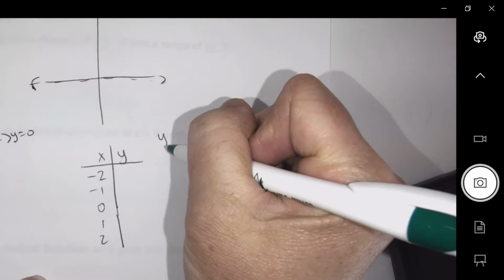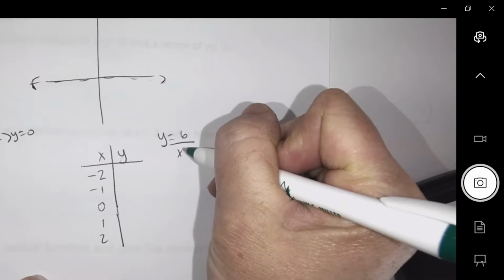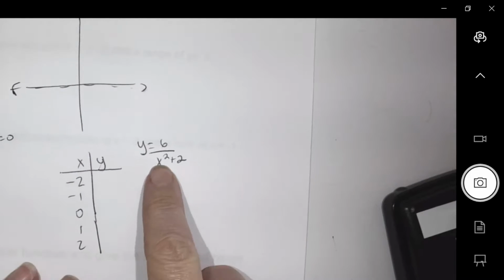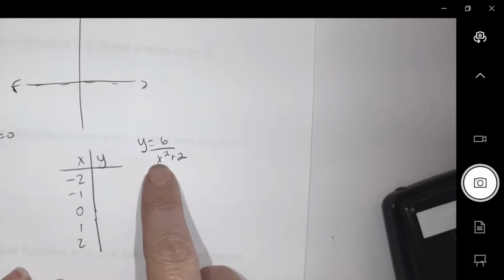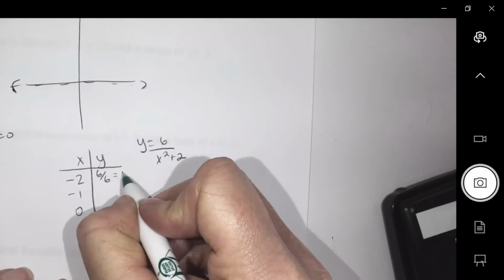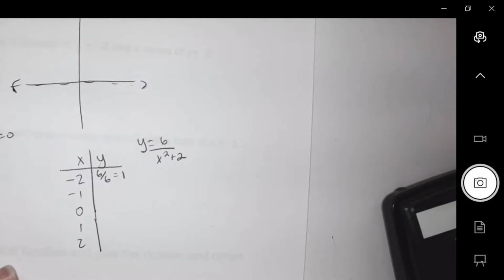Okay, plugging these numbers in. Okay, ready? -2 squared is 4. 4 plus 2 is 6. So 6 over 6 is 1. Guess what? That's going to be the same. It's 2 squared and -2 squared. That was the same math.